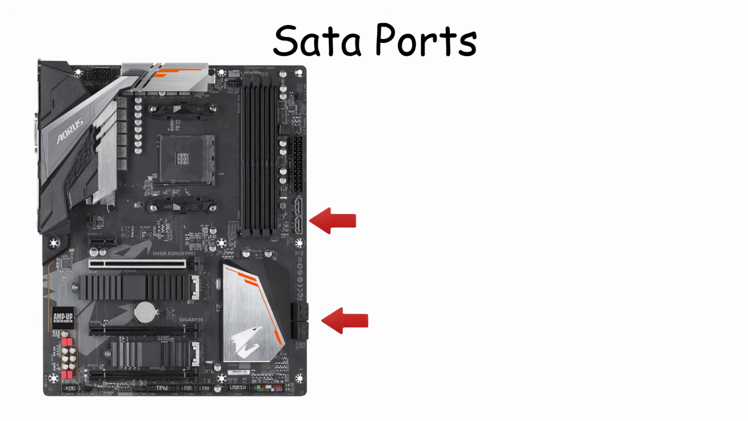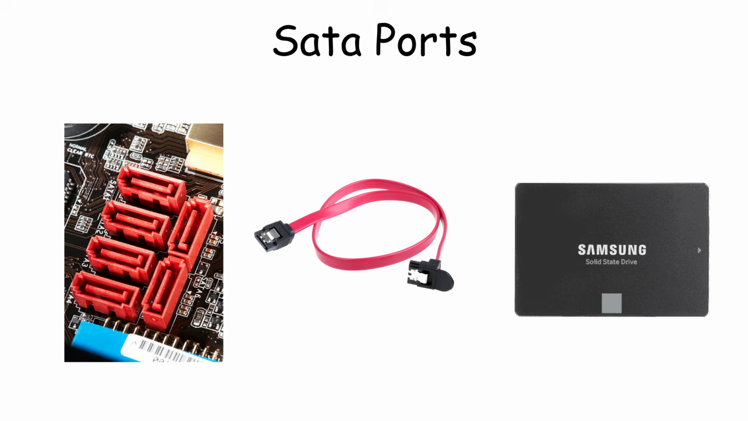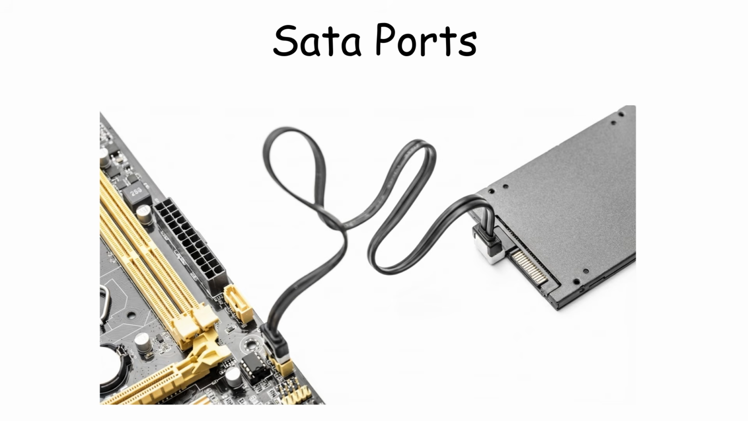Near the PCIe slots, you will often see flat connectors placed along the edge of the board. These are SATA ports, and they are used to connect storage devices such as hard drives and SATA SSDs. Each port allows one drive to communicate with the motherboard using a SATA cable.